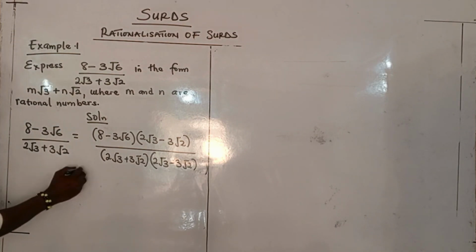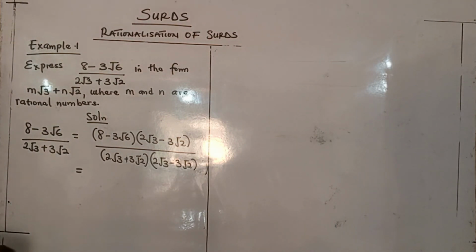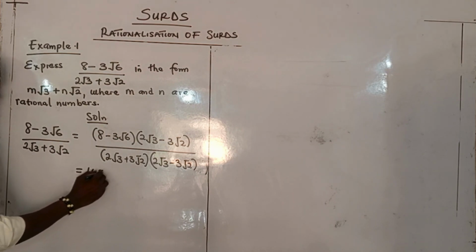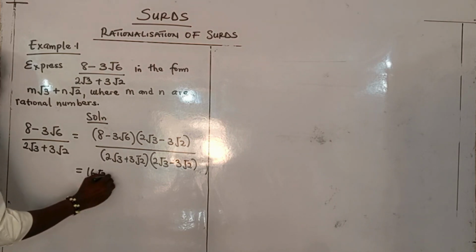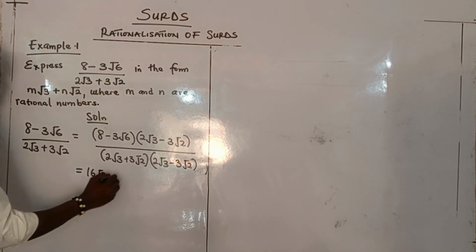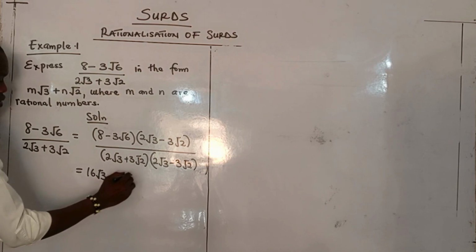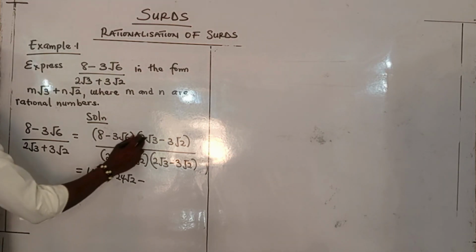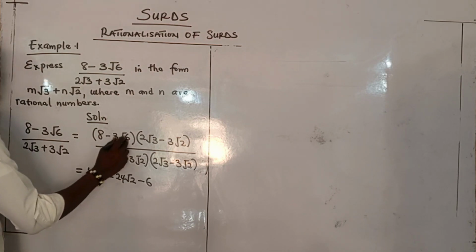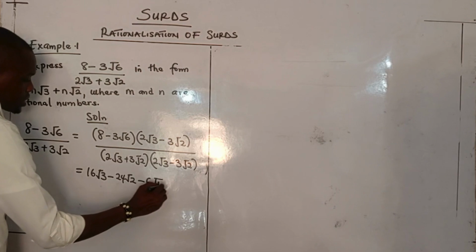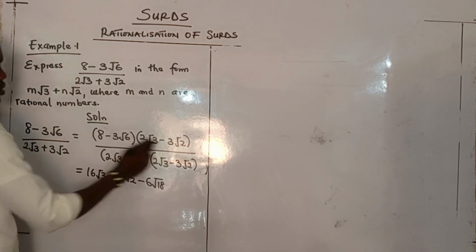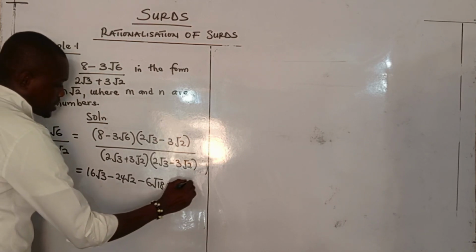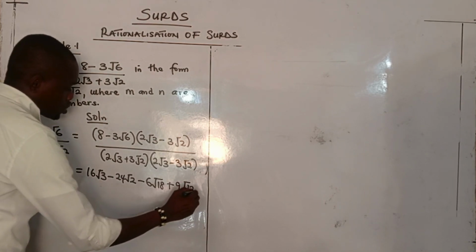By the time you expand it, we are going to have 8 times 2, which is 16√3. Then minus 8 times 3, which is 24√2. Then minus, we have 3 times 2 is 6, then 6 times 3 is 18. Then minus and minus gives us plus: 3 times 3 is 9, and then 6 times 2 is 12.